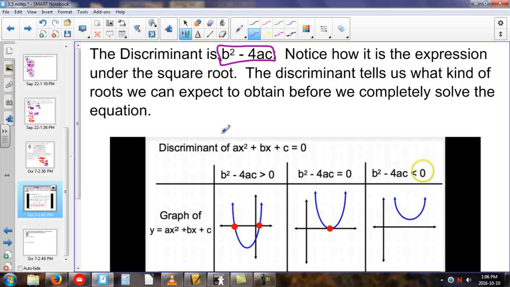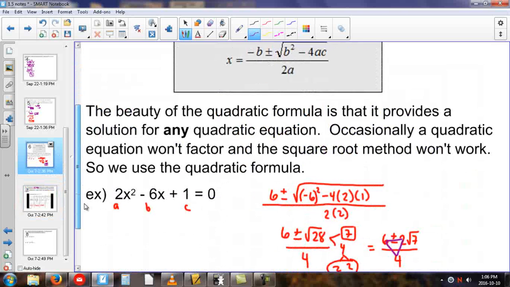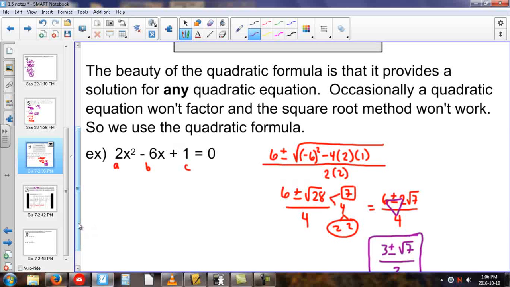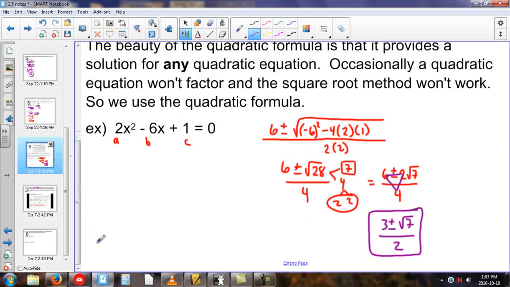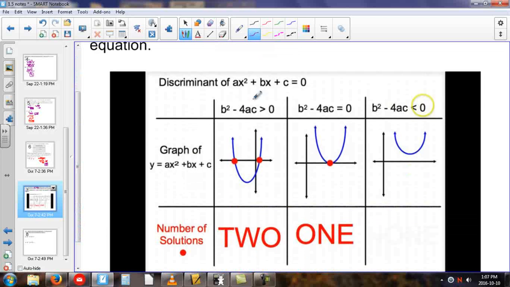If that's a positive value, like in this problem that we did just here, I've got 3 plus root 7 divided by 2, and I have 3 minus root 7 divided by 2. So this means I'm going to get 2 different answers. And that's what we see whenever b squared minus 4ac is greater than 0. In other words, when it is positive. And that's what the graph looks like. We're looking for those 2 points.